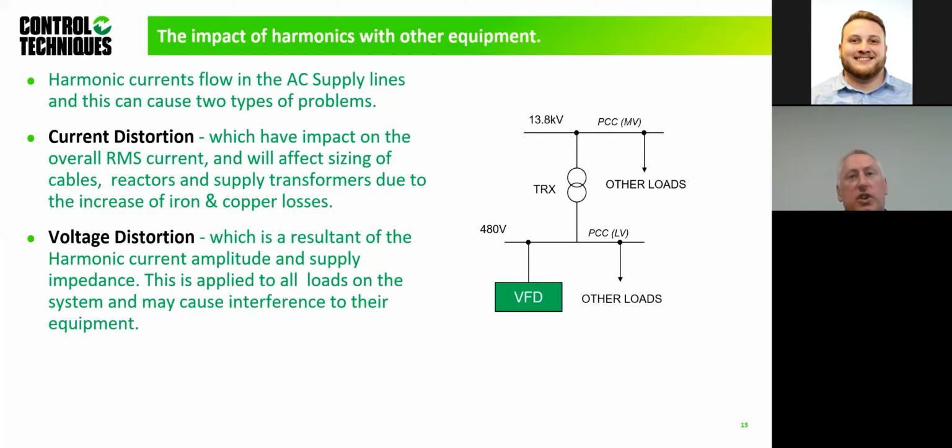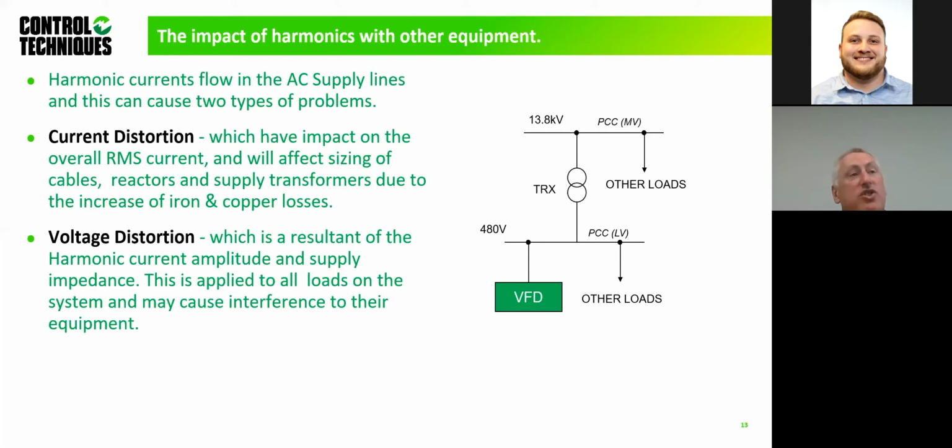You get current distortion, and the drive, the VFD, is acting like a current generator of harmonics. So it's just pushing these currents out into the supply. And of course, that will increase our RMS currents coming into the system, and that will affect our cable sizes. It could have an effect on passive components like reactors and transformers, with increased copper losses and iron losses.